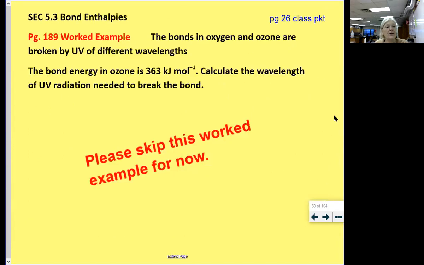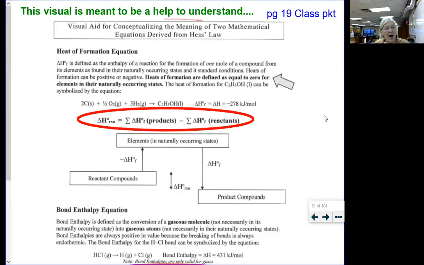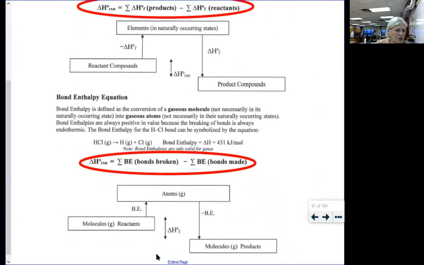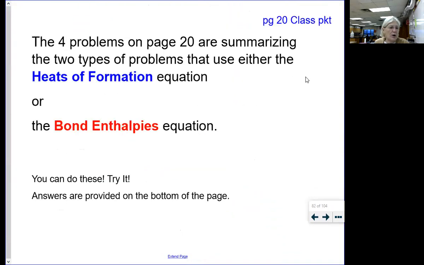I want you to skip this ozone problem and jump to page 19. I am showing you these 2 equations on the same page with these 2 visuals, just so that you can see what I talk about here with the arrows going up and down. Study these, ask me questions.